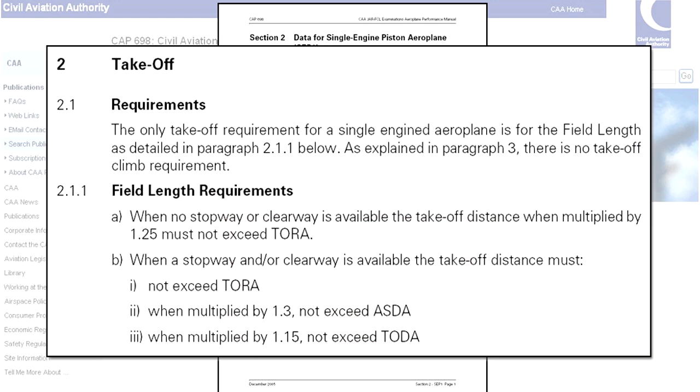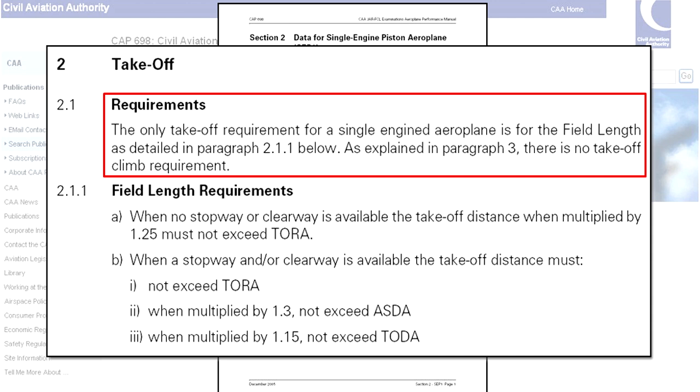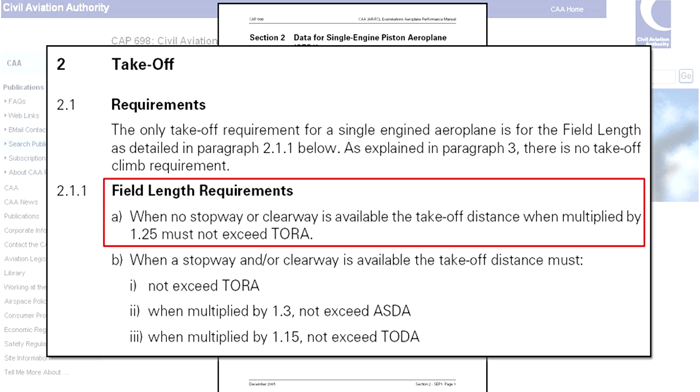Further down on page 1 of Section 2, there are some more regulations, but these are specific to the takeoff phase of flight. There is only one principal regulation that must be complied with, and this regulation relates to the minimum field lengths that must be available for takeoff. The takeoff requirements state that if no clearway or stopway is available at the airfield, the takeoff distance multiplied by 1.25 must not exceed the length of takeoff run available.